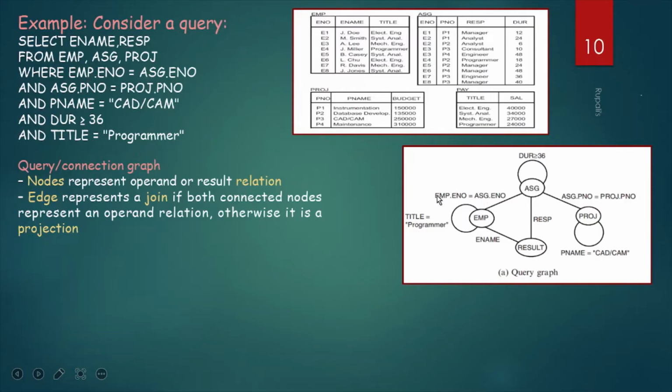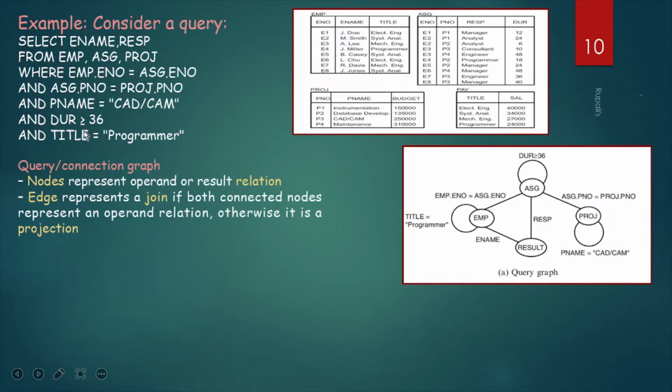So it is emp.eno equals asc.eno, and ASC and project table, it is asc.pno equals project.pno. Otherwise, it is a projection. Means we select pname equals CAD or CAM, from which table? Project table. So pname equals CAD or CAM.